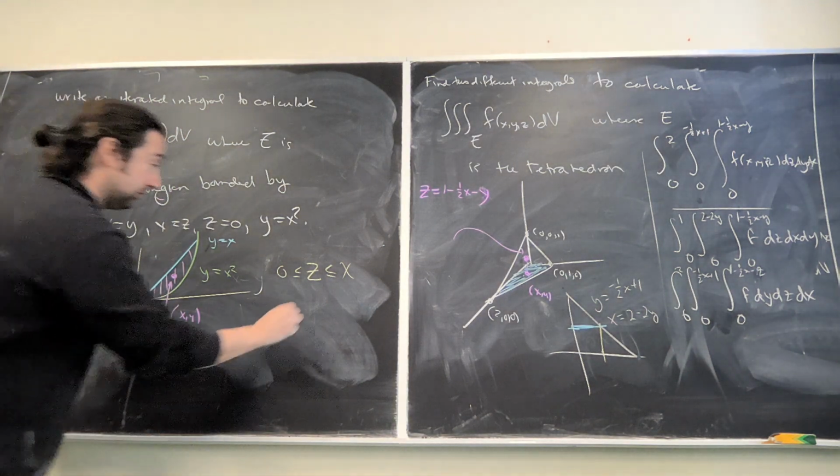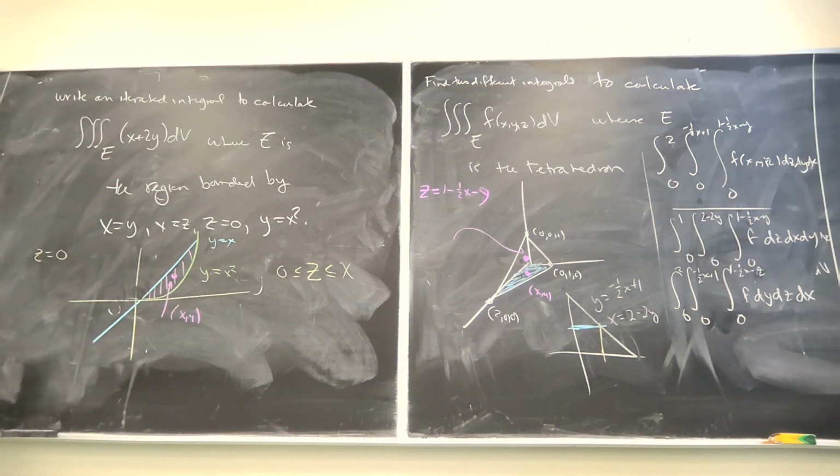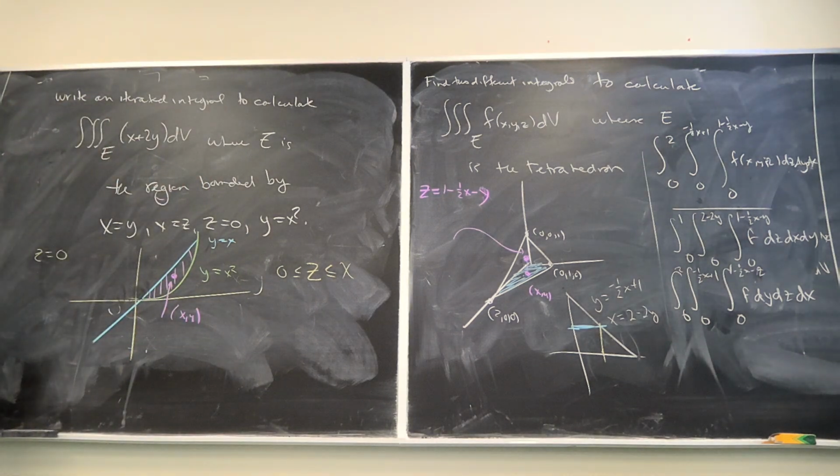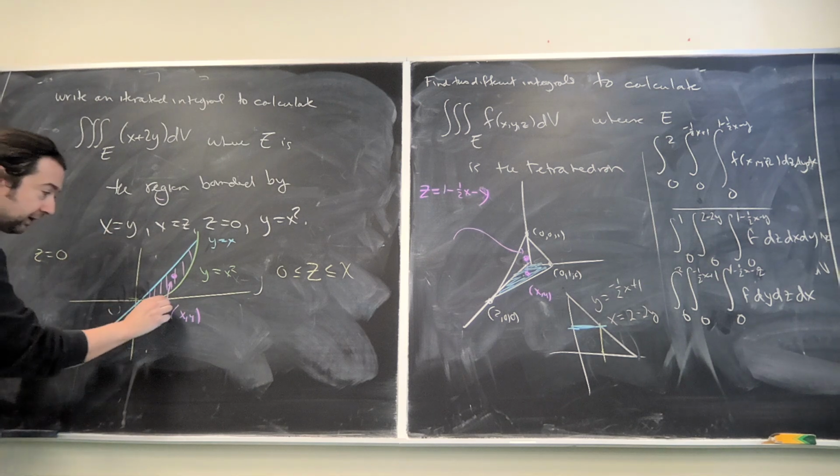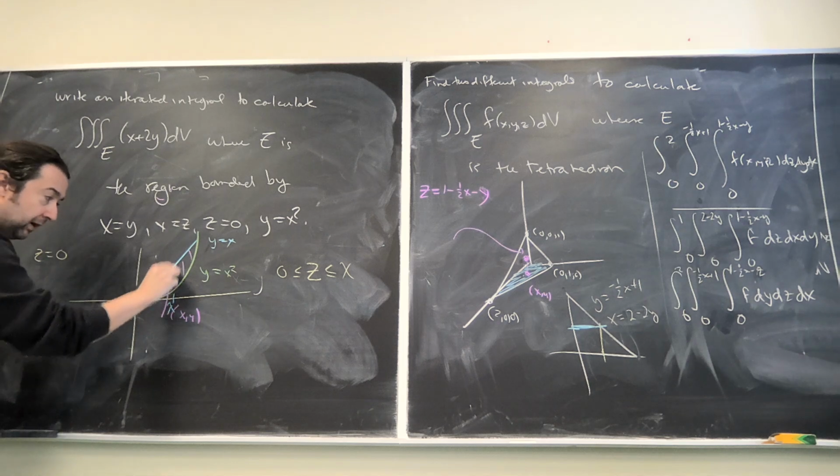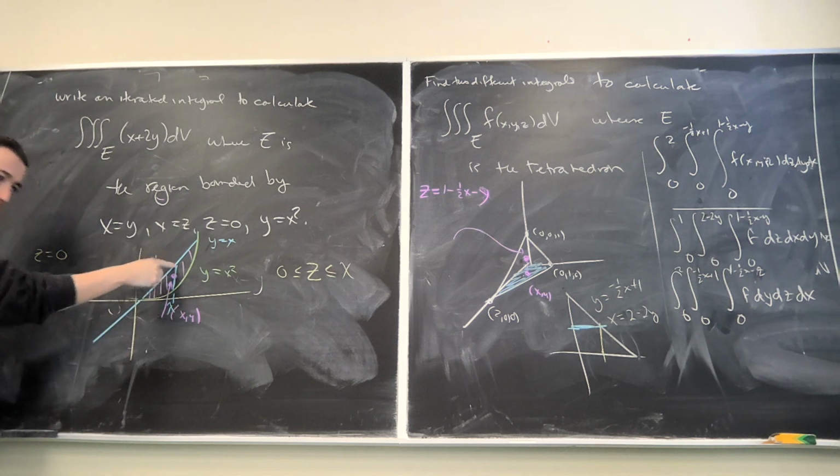How about the y values? Now you can choose. You can fix y and figure out where the x's are traveling, or fix x and figure out where the y's are traveling. If you hate square roots, I suggest that you fix x and then figure out where the y values go. For a fixed value of x, the y values go between x squared and x.